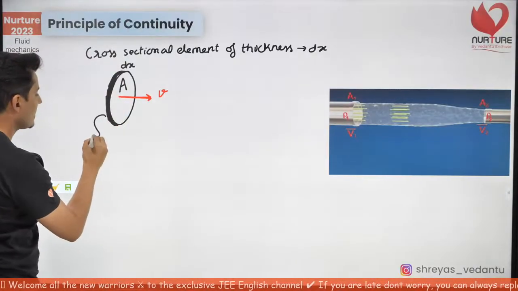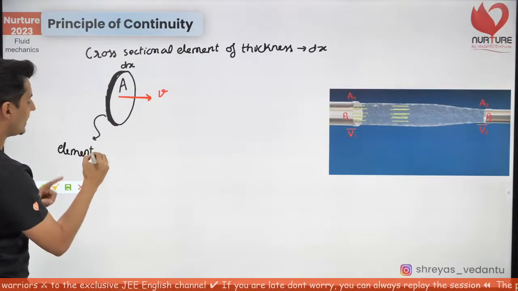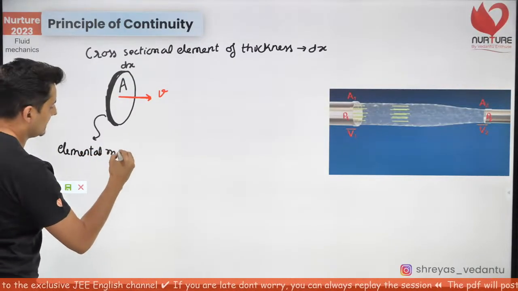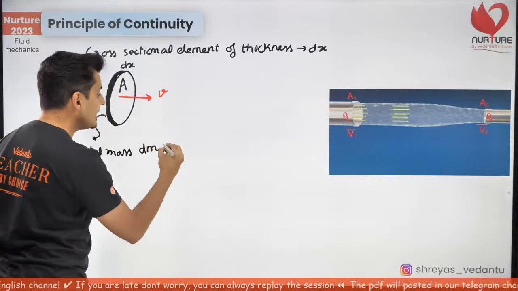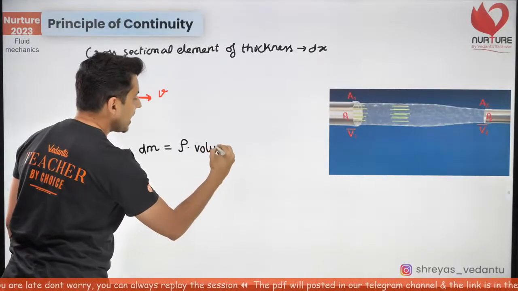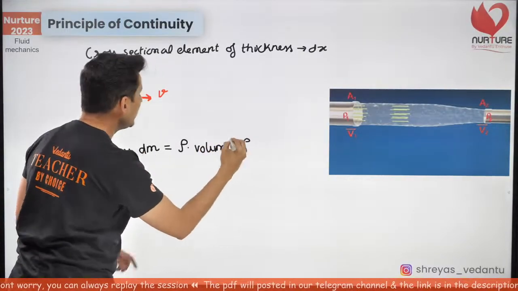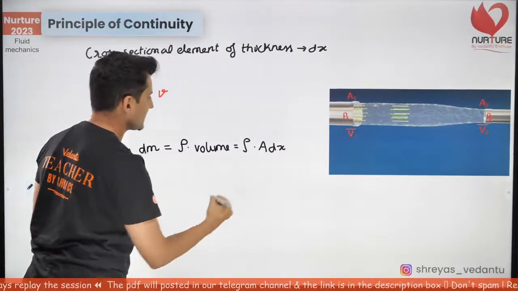This slice will have elemental mass. This is a small element, so elemental mass. And what is the elemental mass? It will be dm, correct? And this dm will be density into volume. And what is the volume? The volume will be area into dx.